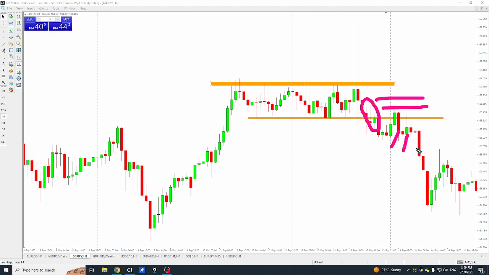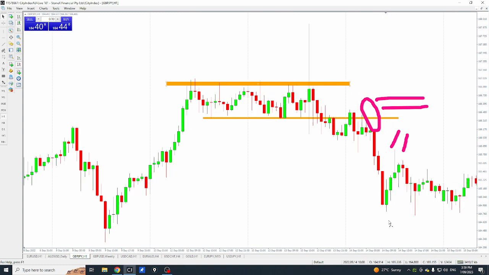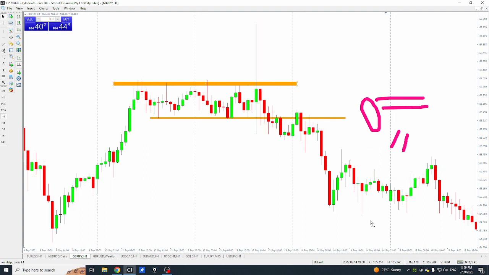So in this case you would have made quite a lot of pips from this trade. As you can see, price keeps on going down and down, and you can easily see, you don't need to be a genius to understand, this is making quite a lot of money.